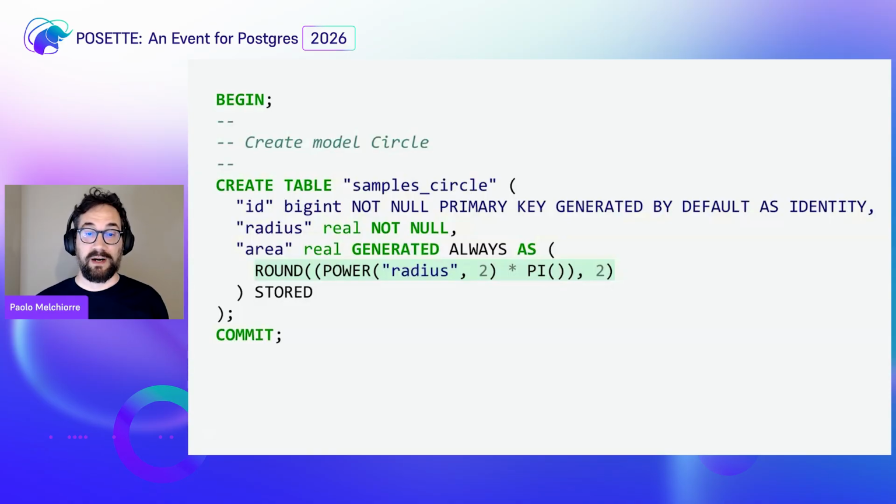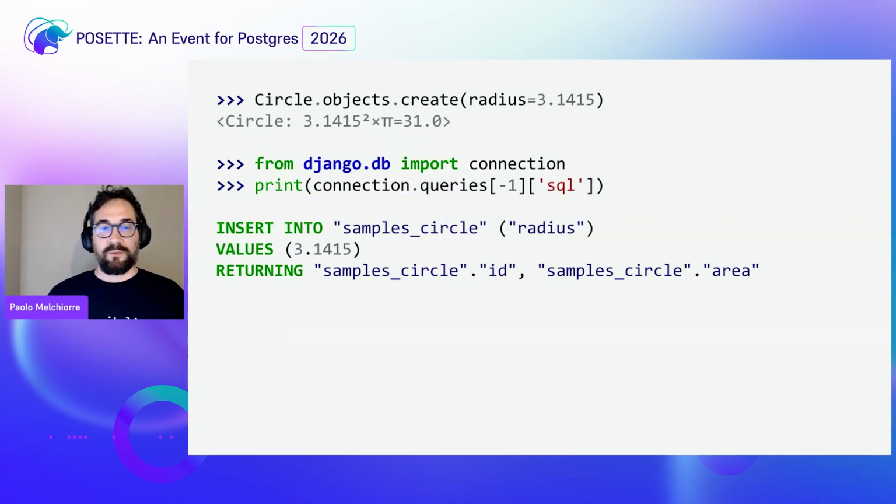If we go in the Django shell, we can create directly from the shell, for example, a circle instance, giving some input for the radius, and we can see directly the calculated value for the area. It's quite easy to show what has been processed and run on the Postgres side using these two functions, and this is the SQL code that has been run by Postgres. We passed a value in INSERT INTO, and we received in return the ID and the area value.